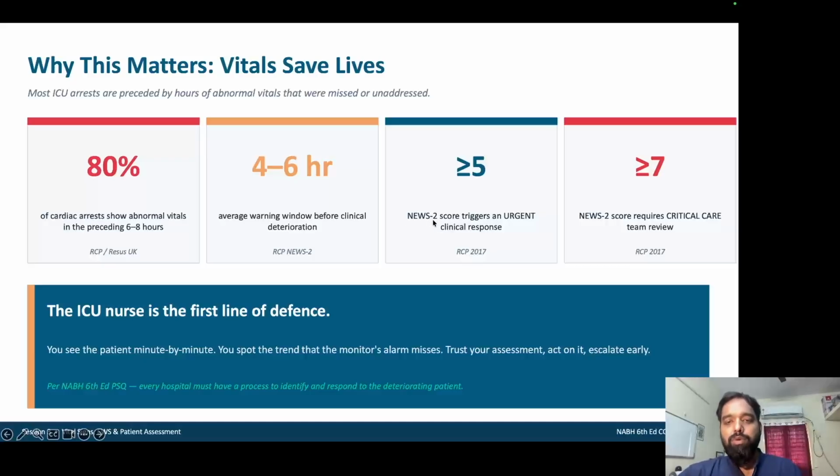A NEWS2 score of 5 or more triggers an urgent clinical response. A NEWS score of 7 or more requires critical care team review. So the ICU nurse is the first line of defense. You see the patients minute by minute. You spot the trend that the monitor alarm misses. Trust your assessment. Act on it. Escalate early. Every hospital must have a process to identify and respond to deteriorating patients as per the NABH 6th edition.